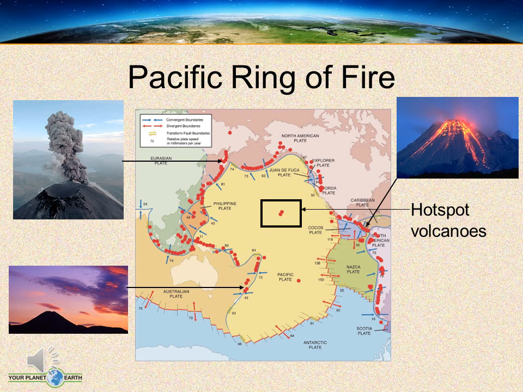Hotspot volcanoes in the middle of the Pacific Plate. Can anyone guess where they are? Hawaii.